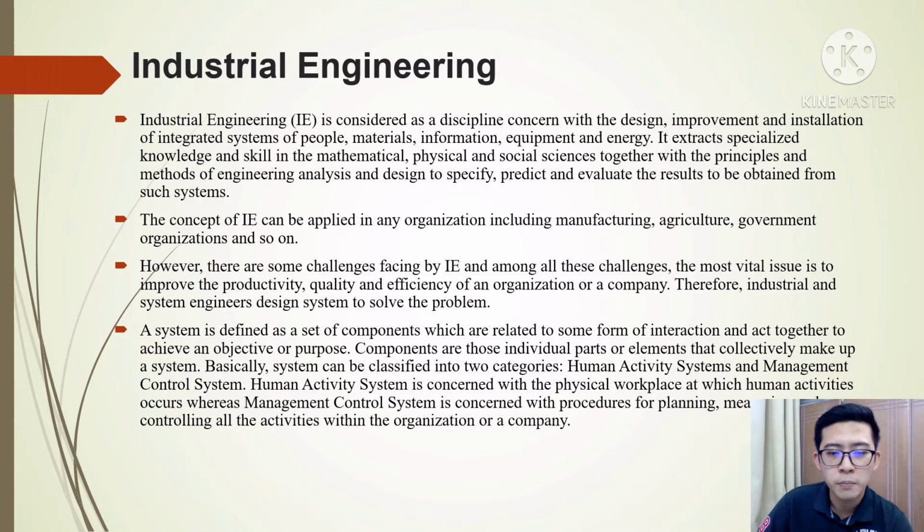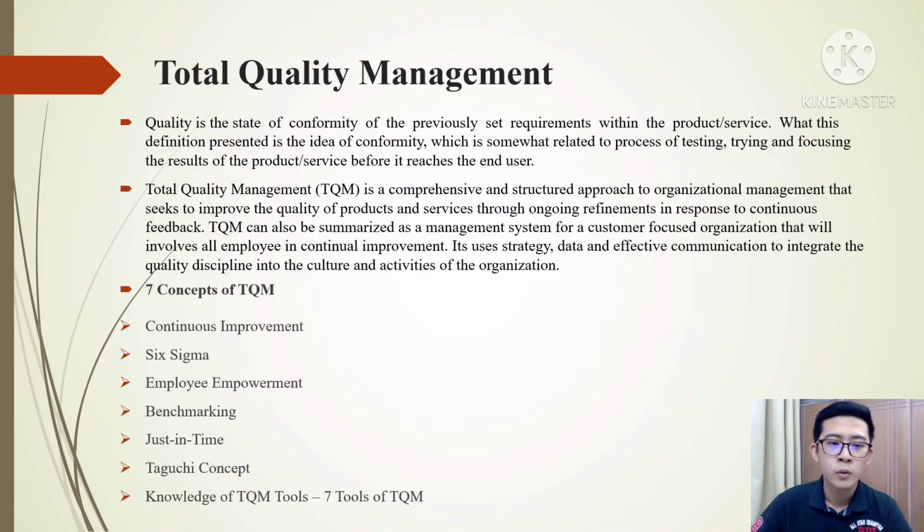Human activity system is concerned with the physical workplace at which human activities occur, whereas management system is a concern with the procedure of planning, measuring, and controlling all the activities within the organizations of a company. Quality is the set of conformity to the previously set requirements within the product or service.